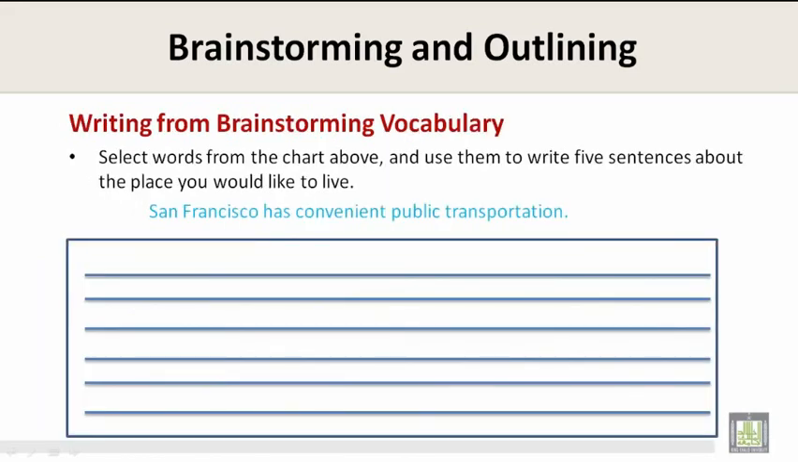Writing from brainstorming vocabulary. Select words from the chart above and use them to write 5 sentences about the place you would like to live. San Francisco has convenient public transportation. Please begin this exercise on your own piece of paper.